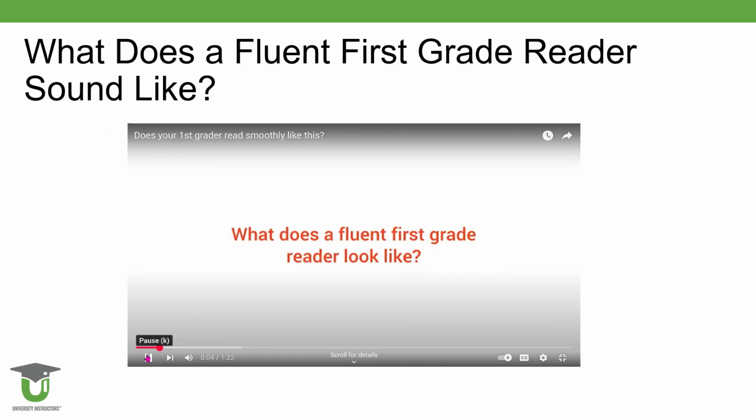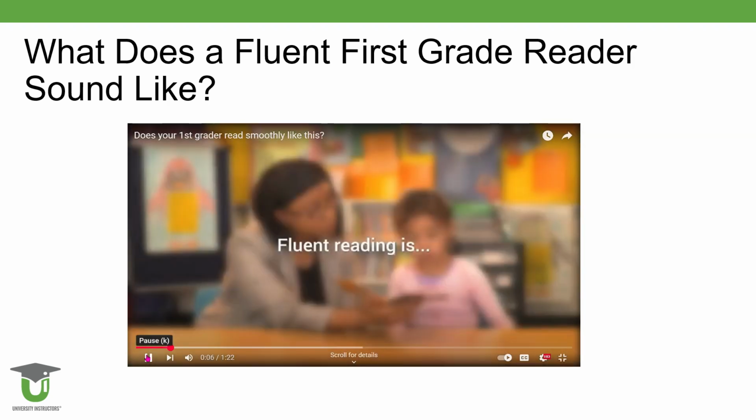What does a fluent first grade reader look like? At this age, fluency means reading the words and punctuation more smoothly and at a natural speed. It should sound more like normal speech, normal first grade speech, with a few pauses and not too fast.